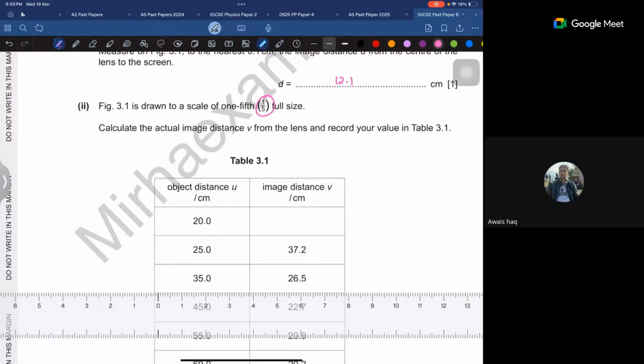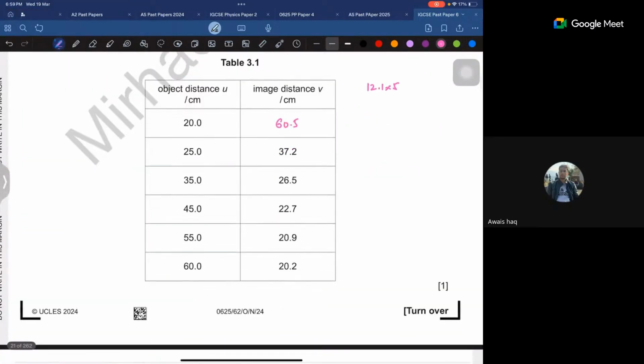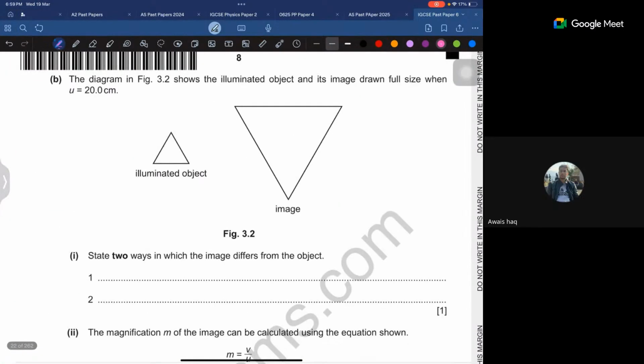So 12.1 times 5 is going to be the actual value. So this is going to be 60.5, and everything is good. Now comes the object. So the illuminated object image is drawn in full size. There are two ways in which the object differs. Number one, it is magnified. And it is inverted. So this is the main thing that you guys need to remember.